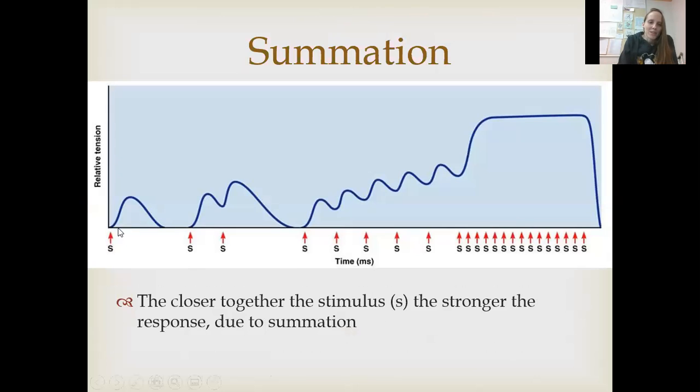So this is what summation looks like. I can send one stimulus and the response will be, that's strong. If I send a bunch of stimuli in a row, they get added together to create a stronger response.